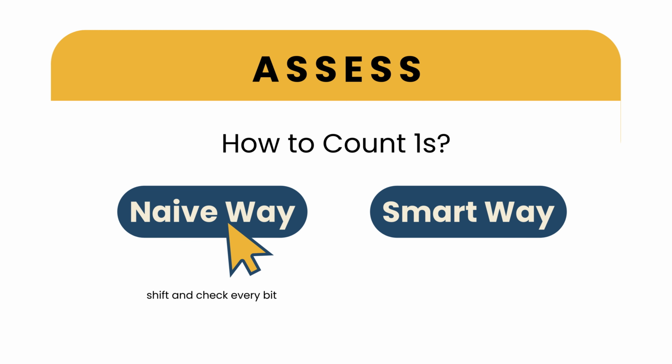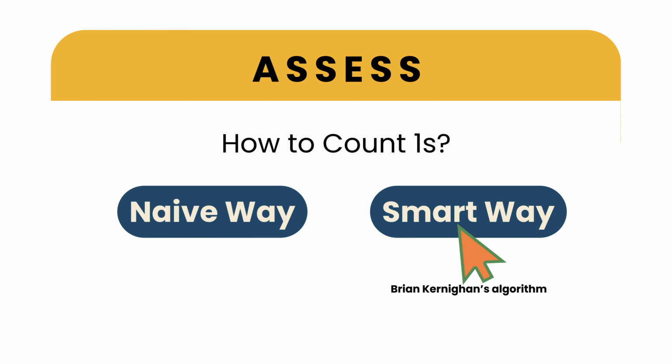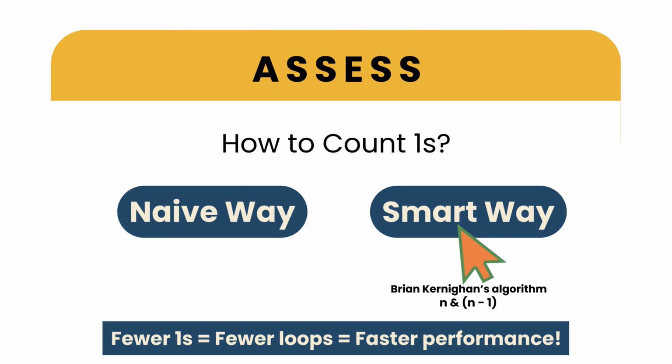You could shift and check every bit, but that's up to 32 steps for every number. Can we do better? Yes. With Brian Kernighan's algorithm, we repeatedly flip the least significant 1 bit to 0 using AND and n-1. This clever trick only loops as many times as there are 1 bits, lightning fast for sparse numbers.